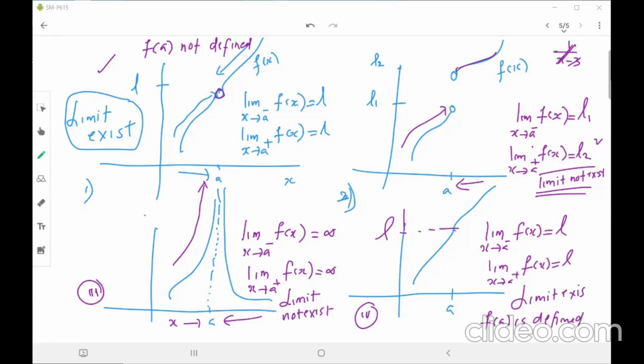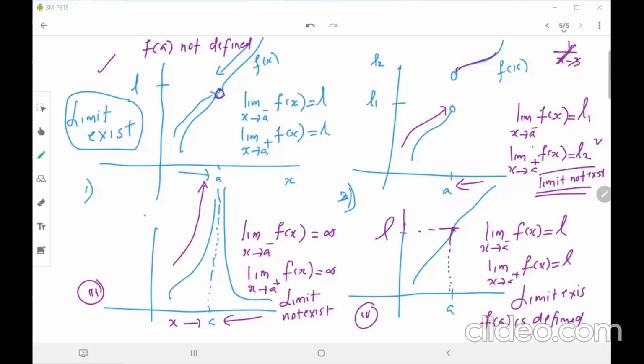The only thing is, for the limit to exist, you evaluate the left limit and the right limit, and the value should be equal. It should be a finite number. That is why we are using the word L. L is a real number. It cannot be infinity. Clear? So why is f of a defined in the fourth one? Here, when you put f of a, the value is defined.